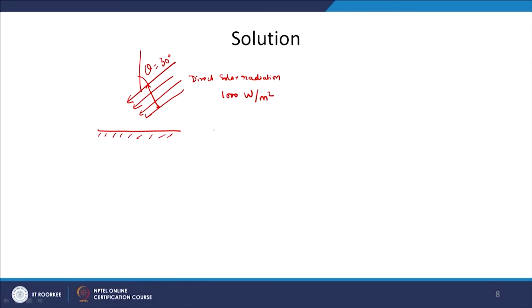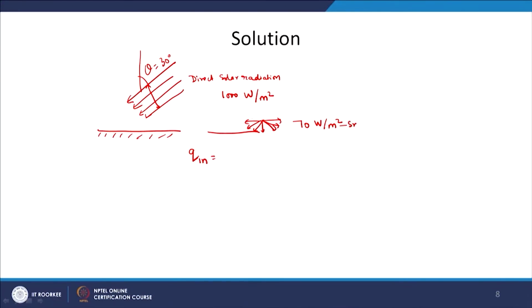Now, there is another component, diffuse. The diffuse radiation comes from all sides, and it has equal intensity in all directions. The value is 70. Now, we have to find out how much total energy is reaching the surface. So, the total energy reaching the surface, Q in, will be equal to Q direct plus Q diffuse.